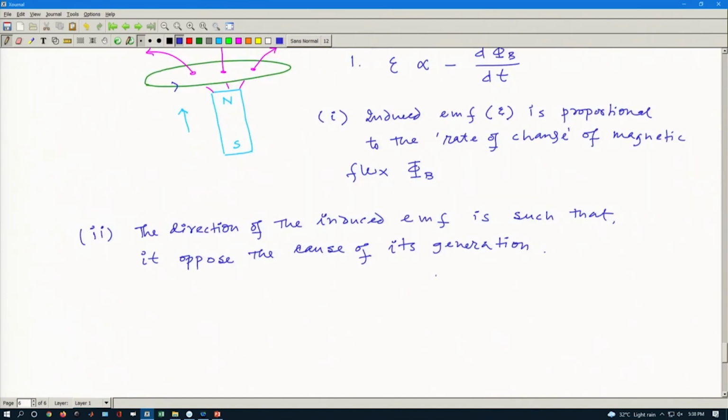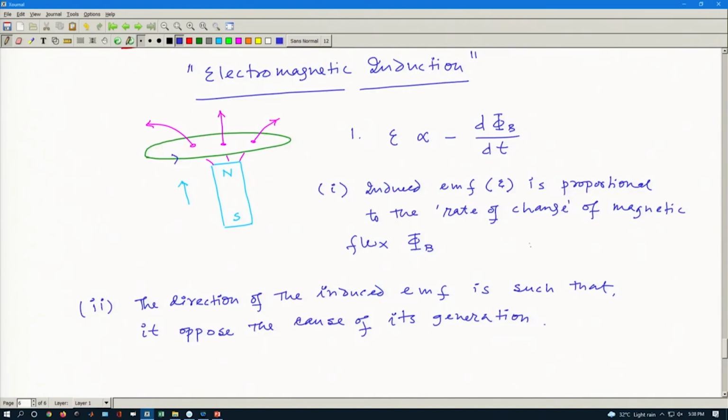I am pushing a magnet here, and an EMF will be produced. When we have an EMF, some current will flow, and this flowing current produces its own magnetic field. That field should be such that it opposes the motion of the bar magnet. Why is that? Because of energy conservation.